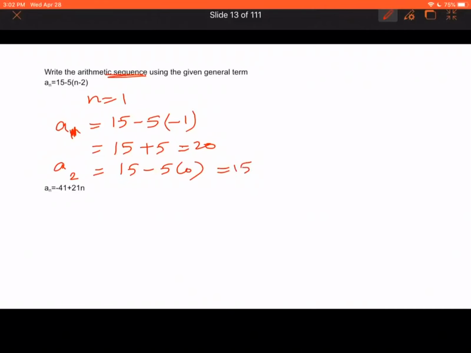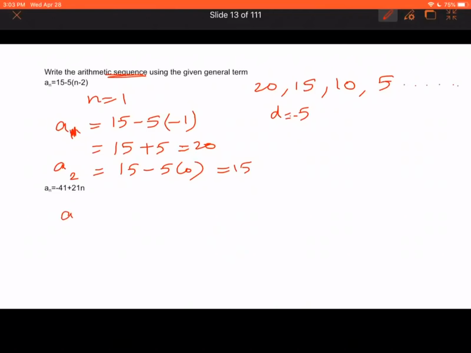Since it is an arithmetic sequence, if we know the difference, we can do it. So 20 is the first term, 15 is the second term, so that means D is equal to 15 minus 20, which is minus 5. So now we will be able to write the sequence like this. Okay. So next is An is equal to minus 41 plus 21n.